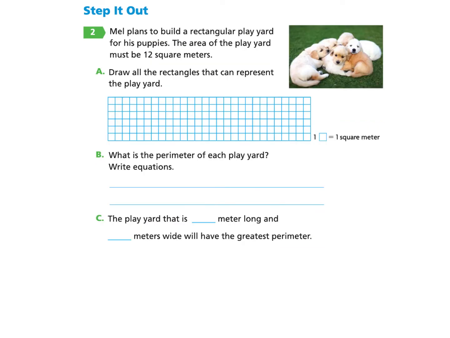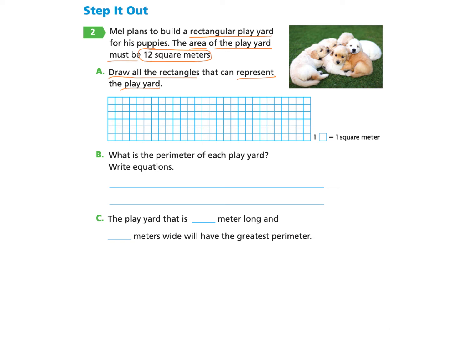Let's take a look at the next page, page 316, Step It Out Part 2. Mel plans to build a rectangular play yard for his puppies. The area of the play yard must be 12 square meters. Part A asks us to draw all rectangles that can represent the play yard.